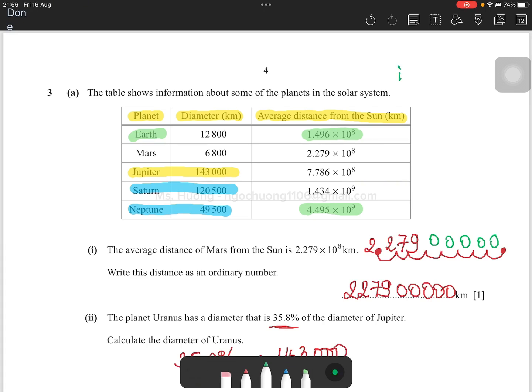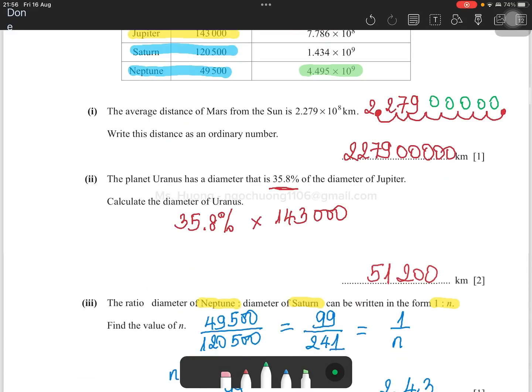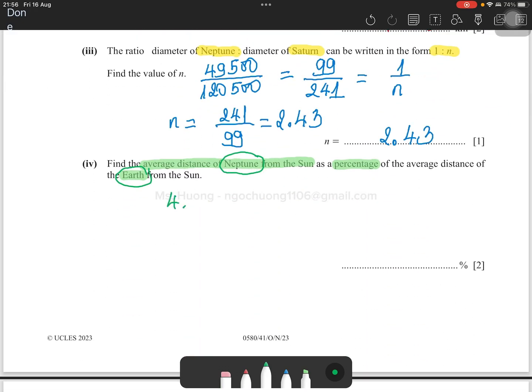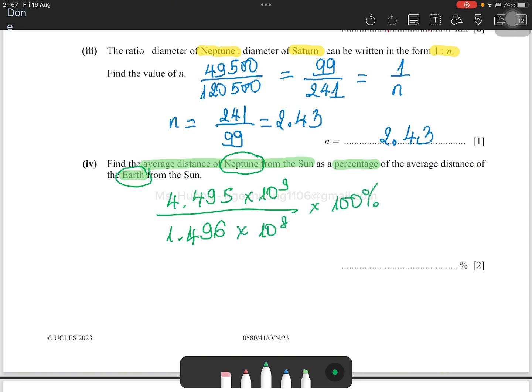So question 4. Neptune is 4.495 times 10 to the power of 9 over 1.496 times 10 to the power of 8. And we need to find this as the percentage, so I will multiply this by 100%. Let's rewrite it: 4.495 times 10 to the power of 9 over 1.496 times 10 to the power of 8, and we multiply by 100%. So this one is equal to 3000%.